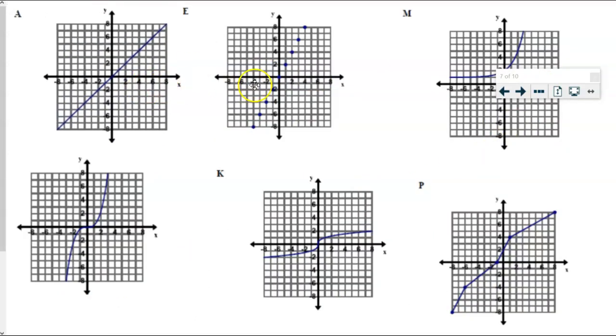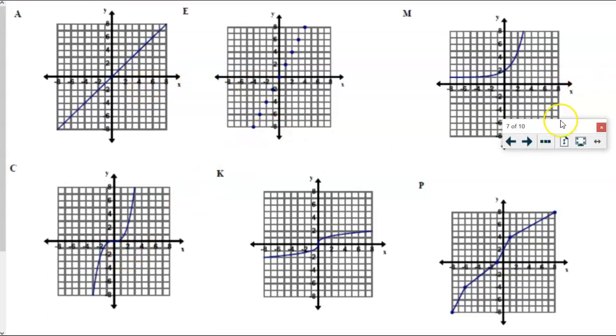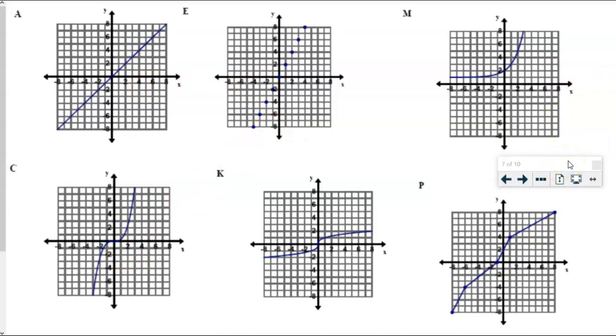A, C, E, K, M, P, here we have those. With that in front of us, what do you think it means to increase across the entire graph, or even just to increase in general? Gracie? It starts kind of near the bottom left. Starts near the bottom left and goes up.